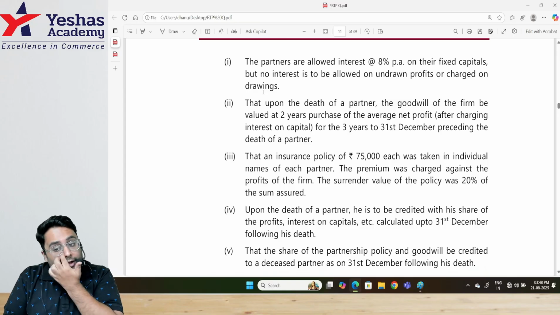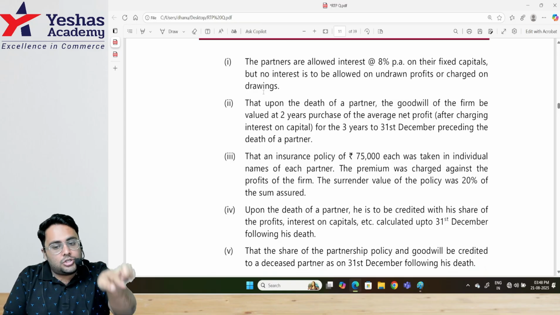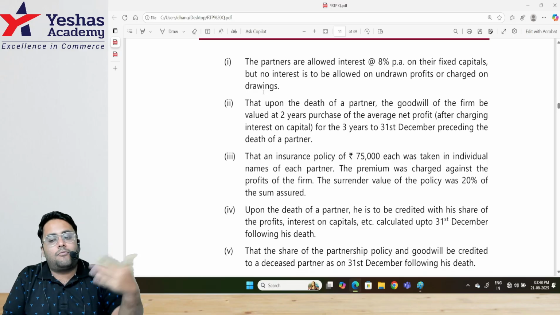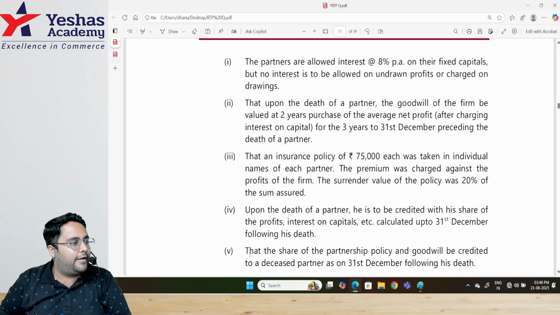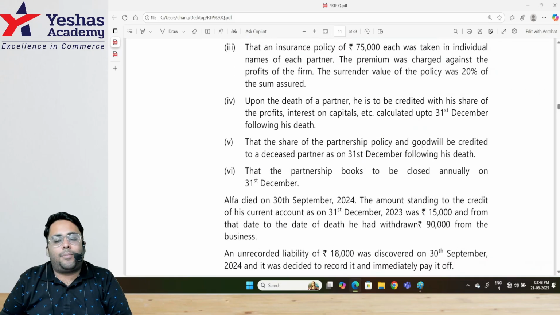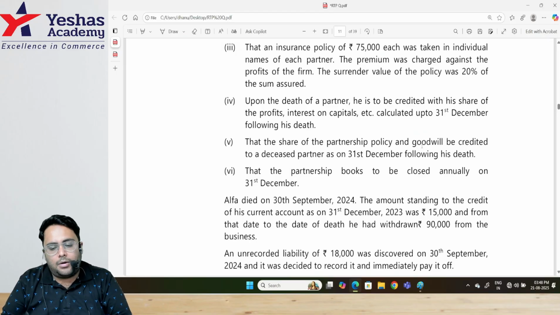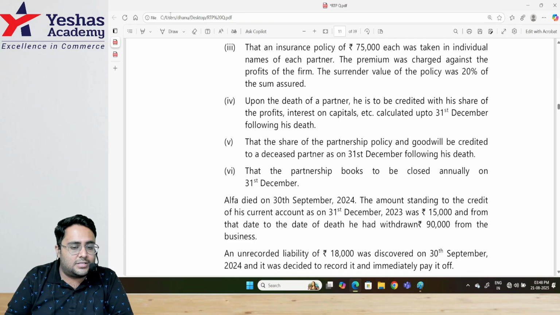Insurance policy of 75,000 was taken in individual name of each partner. Premium was charged against the profit of the firm. Surrender value 20%. Upon the death of a partner, he is to be credited with his share of profit, interest on capital up to 31st December following death. That the share of the partnership policy be credited to the deceased partner on 31st December. Partnership books be closed on 31st December.